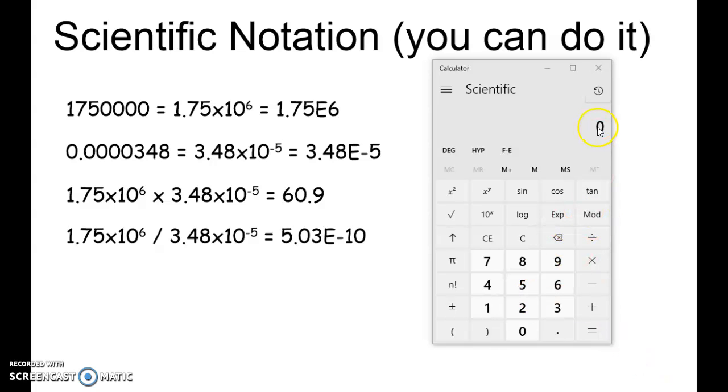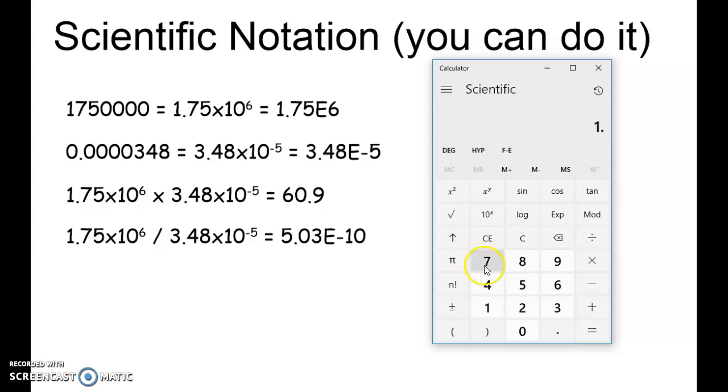Let's do this again. I'm going to plug in the 1.75 times 10 to the 6, and then I'm going to multiply it times 3.48e-5. When I do that, I get 60.9, as you can see there. Let me show you how to divide. That's, again, why I like the E key, because I don't have to do any parentheses. If you do the times 10 raised to the power on the Nspire calculators and you don't put everything in parentheses, you'll get a wrong answer.